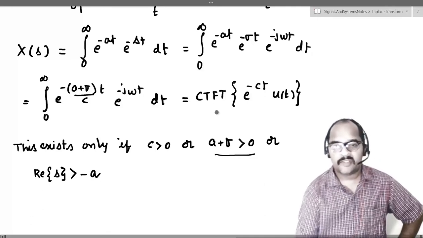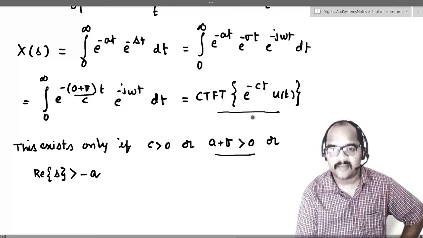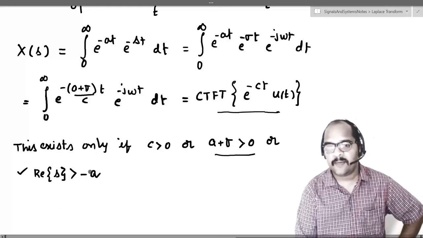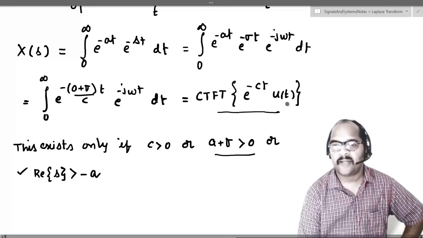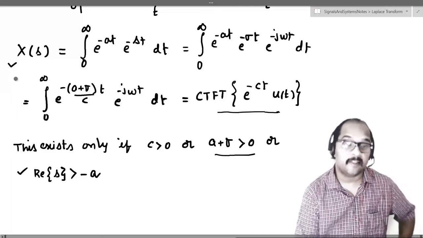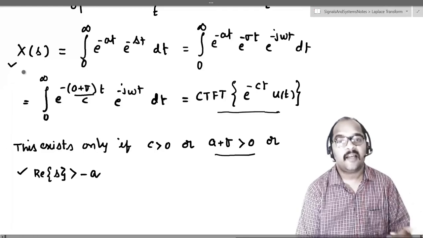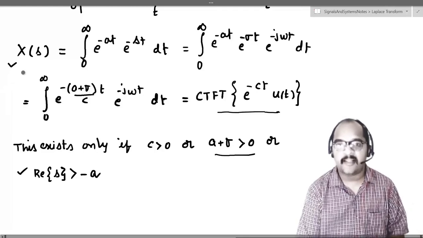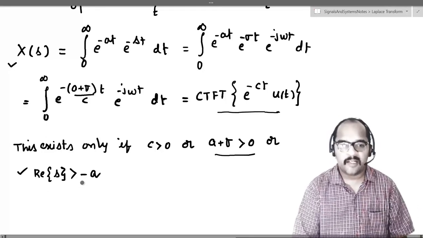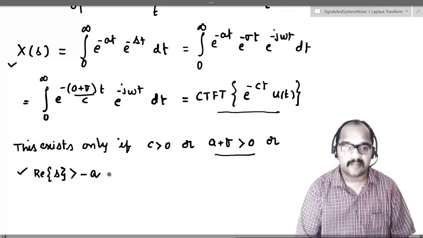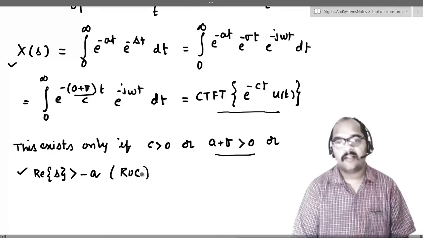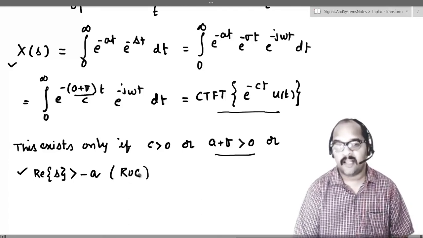So the CTFT of e power minus ct u of t exists only if the real part of s is greater than minus a. The CTFT of e power minus ct u of t exists implies who will exist? X of s exists. X of s exists means what? X of s converges. So we can say that X of s converges only if the real part of s is greater than minus a. Hence we call this the region of convergence of the Laplace transform of the given signal.